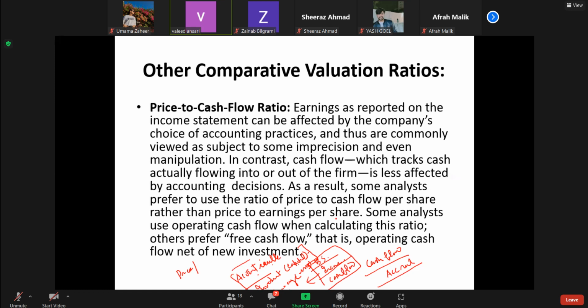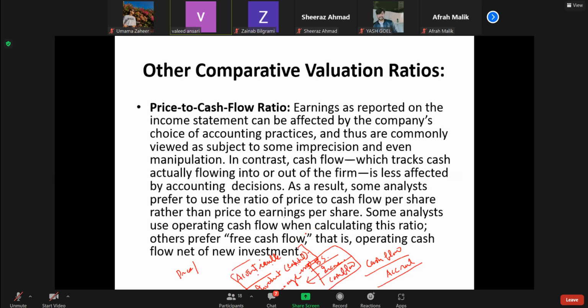I do not know exactly whether it has been discussed in your accounting class or not, but I would advise you to please go through the balance sheet, income statement, and cash flow, because I'm not going to teach accounting to you. On this basis, we will have ratios as well and their interpretation. So right now, I will just tell you that cash flow is used, as I explained in my slide.